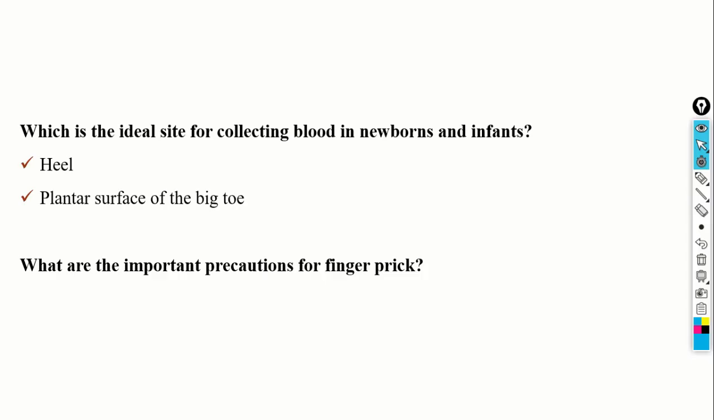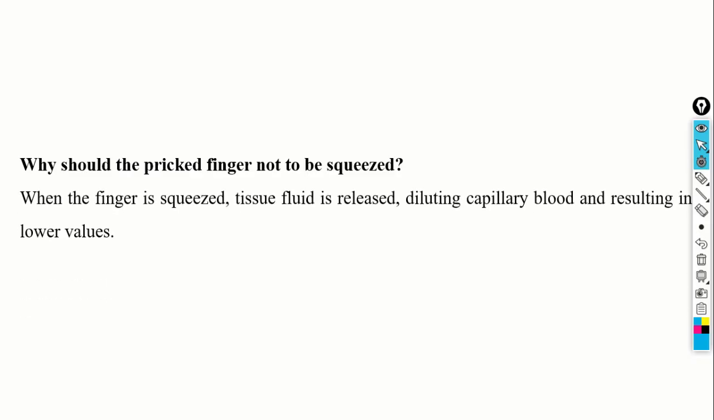So the important precautions for finger prick: you have to say about using a sterile lancet, avoiding squeezing the finger, collecting the blood promptly. So all other precautions you have to say while pricking the finger. Along with that, you should say why it should not be squeezed, because squeezing can mix tissue fluid with blood, diluting it and giving inaccurate results.